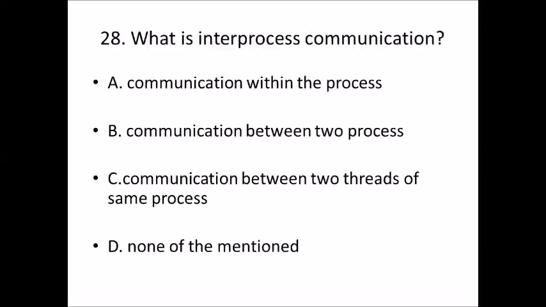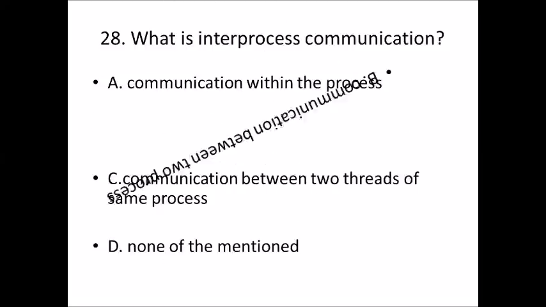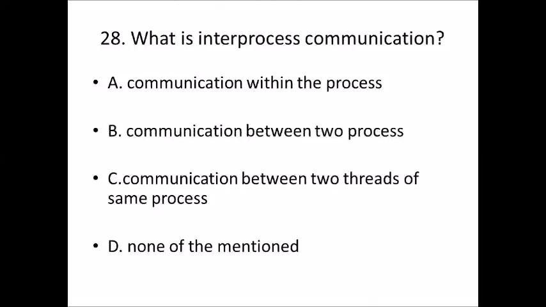28th bit. What is interprocess communication? Option A communication within the process, option B communication between two processes, option C communication between two threads of same process, option D none of the mentioned. Option B communication between two processes.